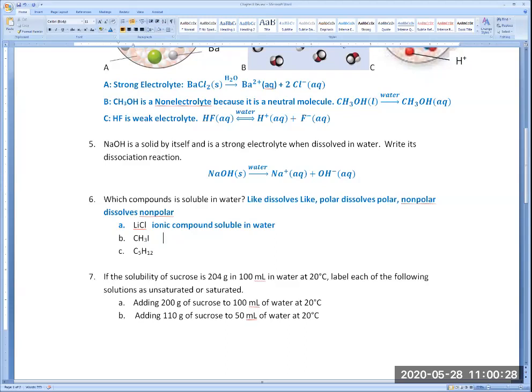CH3I. Is it made of a metal and non-metals? Or is it made of non-metals only? Yes, it's made of non-metals only, right?